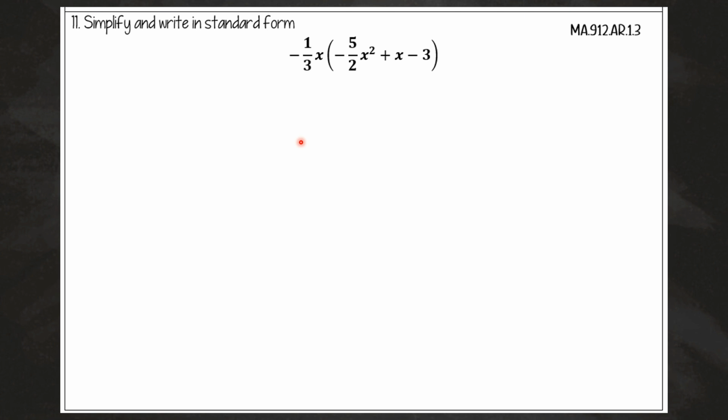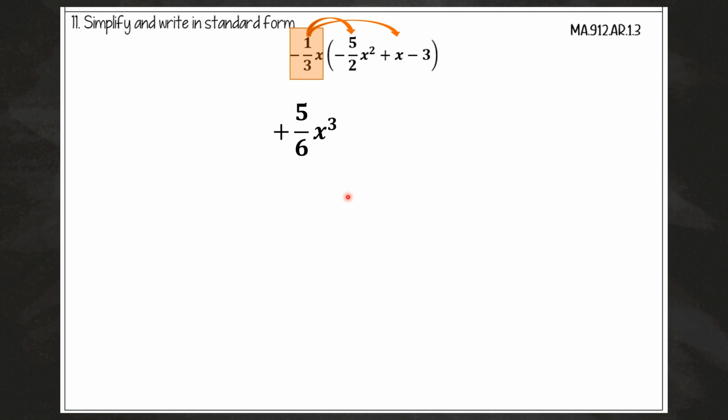All right, one last question, question 11. Simplify and write in standard form. So we have to distribute this negative 1/3 x into the parentheses. Use a calculator if you don't know how to multiply fractions. So negative 1/3 times a negative 5/2 is going to be a positive 5/6. x times x to the power of 2 becomes x to the power of 3.